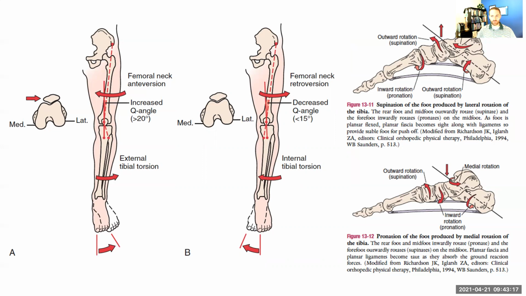If we see femoral neck retroversion, we're going to see a decrease in the Q angle. We may even see some genu varum, and there's going to be internal tibial torsion. Now, where the confusion often lies is when we're talking about torsion, we're talking about morphology.